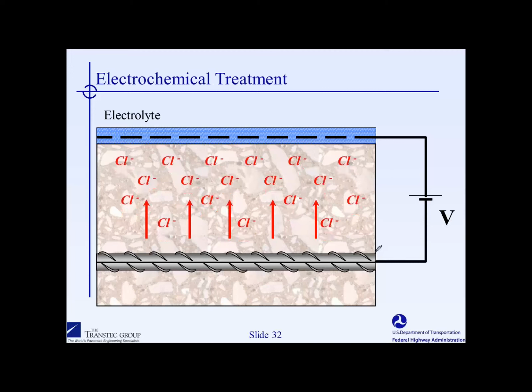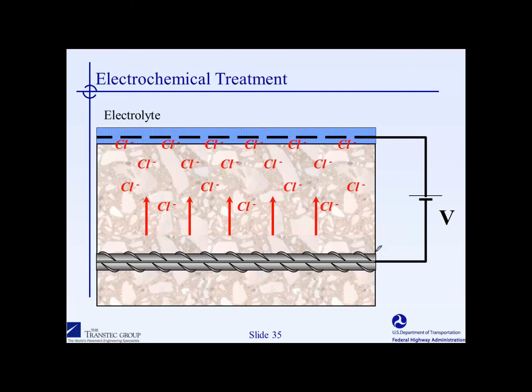And the net effect of this approach is that the chlorides get driven out of the concrete and towards an electrolyte. And this is some kind of a cellulose blanket saturated with an electrolyte. What that will do is absorb all the chlorides as they reach the top surface of the concrete. This has been shown to be very successful in many field trials throughout North America and the world.